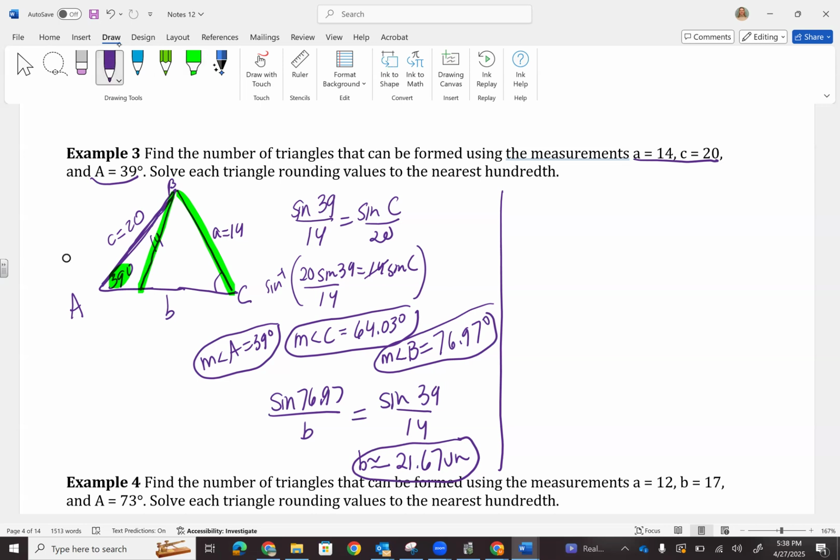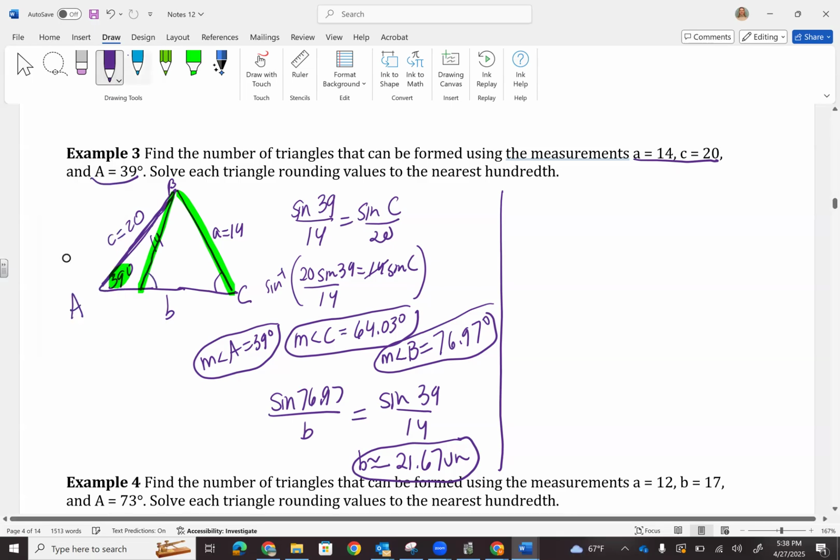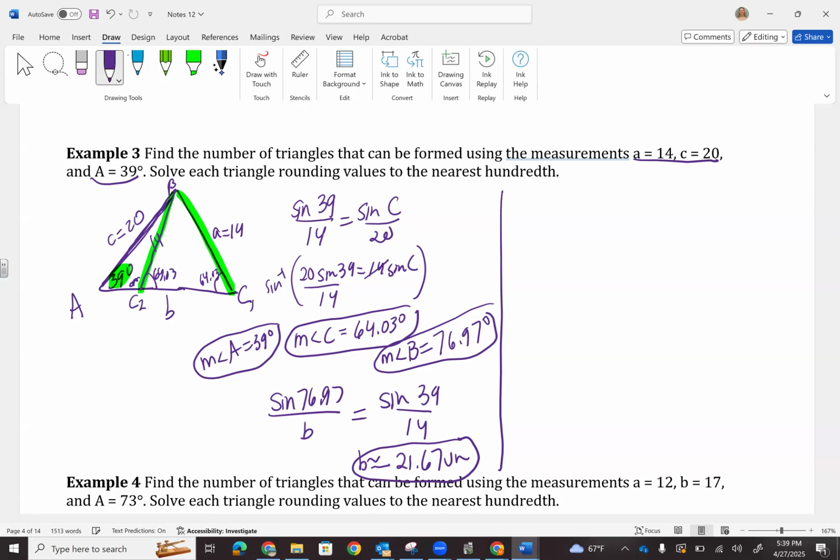And how you actually do it is you remember that this is an isosceles triangle. The base angles will be congruent. So if you found angle C to be 64.03, this would be 64.03. And the supplement of that angle will be our other angle, C2, to form this more narrow version of the given information. And that's the weird thing. It's an ambiguous case because sometimes the given dimensions can form two different triangles.